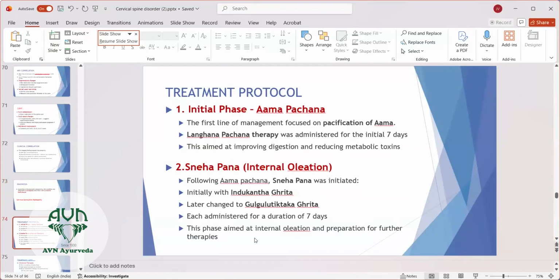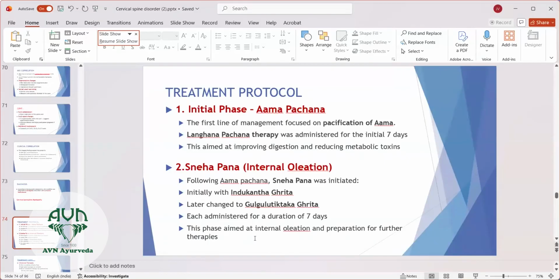So this case I treated, in the initial phase, considering the Ama. The first line of treatment focused on the Amapachana. Along with that, Langhana and Pachana therapy was administered for 7 days. In this case, first I gave Shadharana Kashaya, 15 grams of Shadharana boiled in water, divided into 1.5 cups of water and given for 7 days. Along with that, only Shadharana Kashaya, and the patient was immobilized for 7 days.